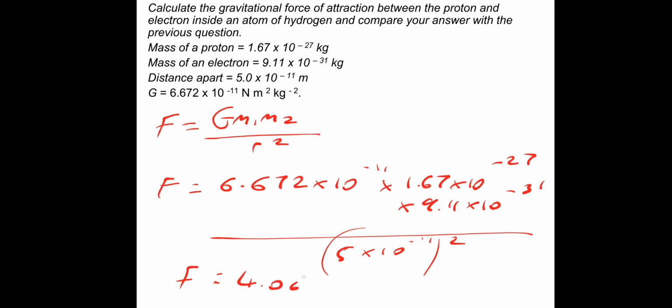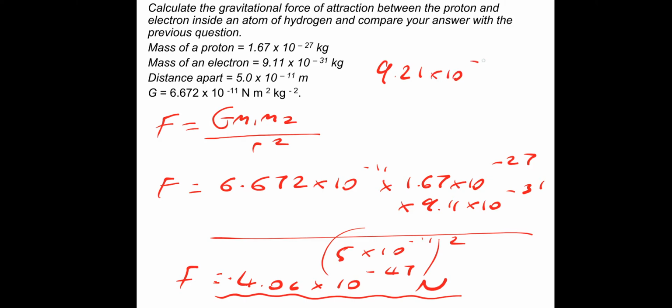That gives us a force of 4.06. Obviously it's attractive, so we've got the negative: 4.06 times 10 to the power minus 47 newtons, which obviously is exceptionally small. And to compare them properly, we divide the numbers: the force due to the electric divided by the gravitational one. We have 9.21 times 10 to the negative 8, which is the answer from the previous question, divided by the answer we just got, 4.06 times 10 to the minus 47. We end up with a ratio of 2.27 times 10 to the power 39.